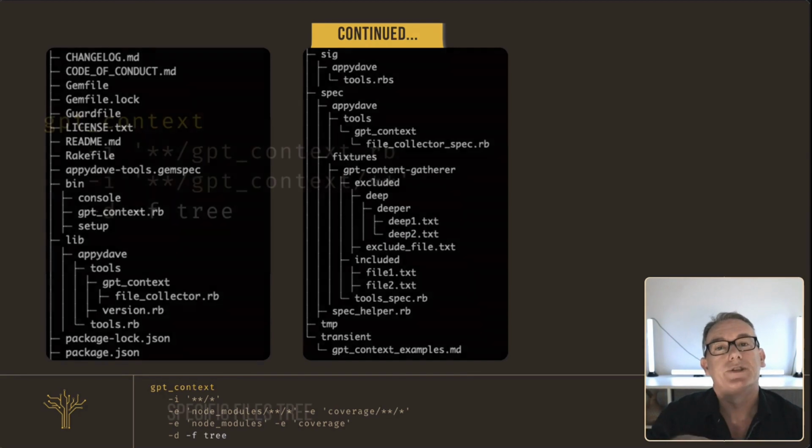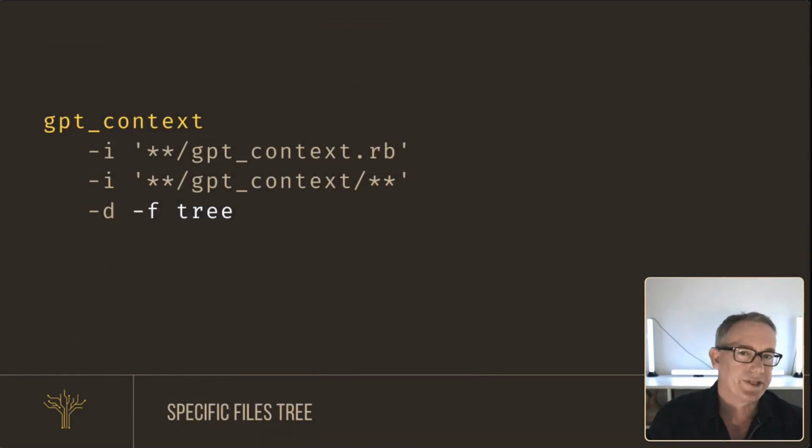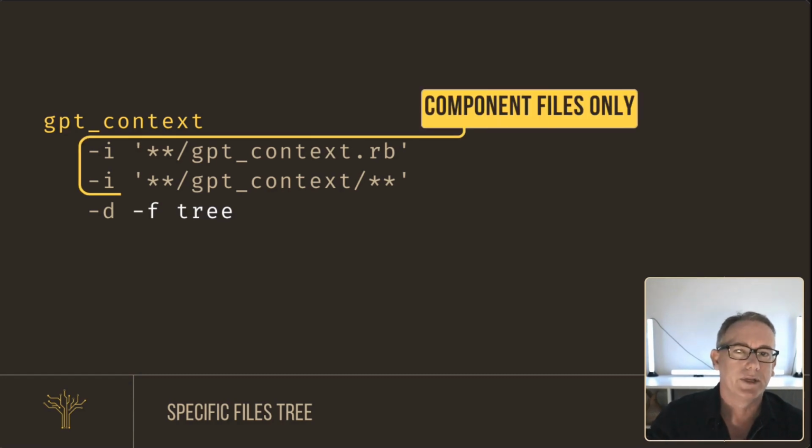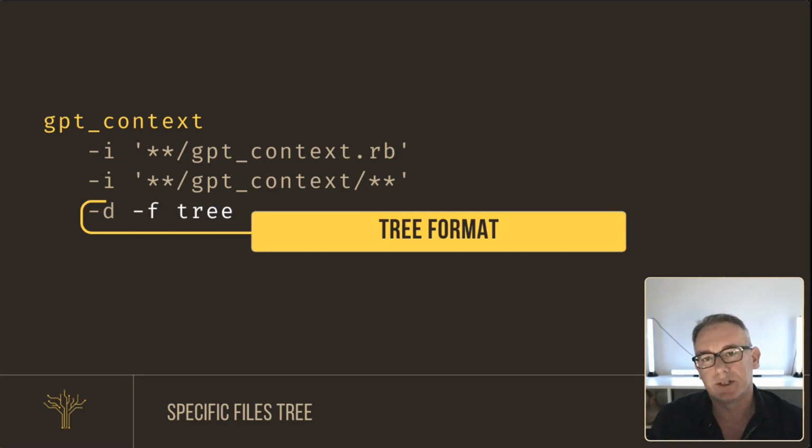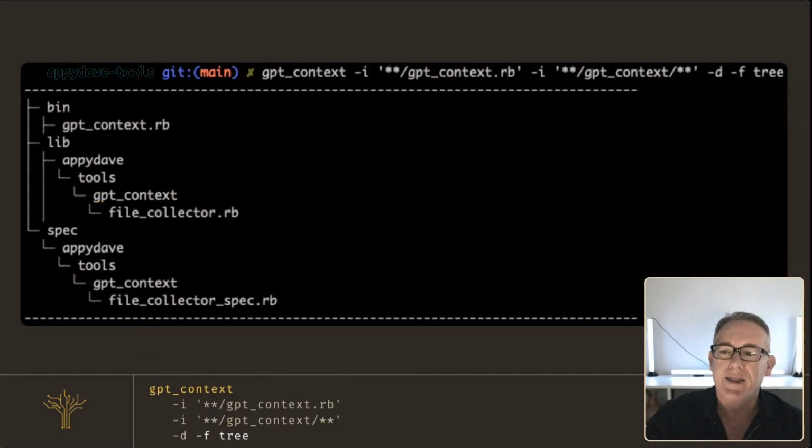The next example is about making code available for a specific component to ChatGPT. So in this case, the component in question happens to be the tool that I'm building. It's called GPT Context. And what I've done here is included only the files that are related to the component. I've made sure that it's been displayed in tree format. And then when you run it from the command line, you'll just get a list of the files, in this case from the bin directory, the library directory, and the unit test directory. And it's also put into the clipboard, so I can paste it directly into ChatGPT with some sort of prompt to do something about it.